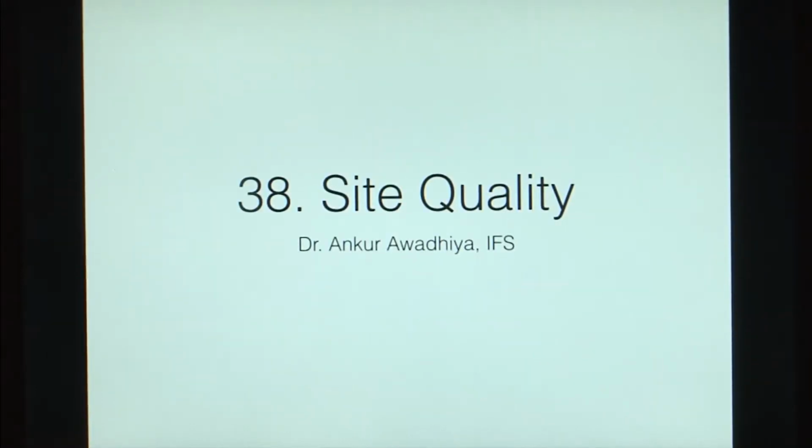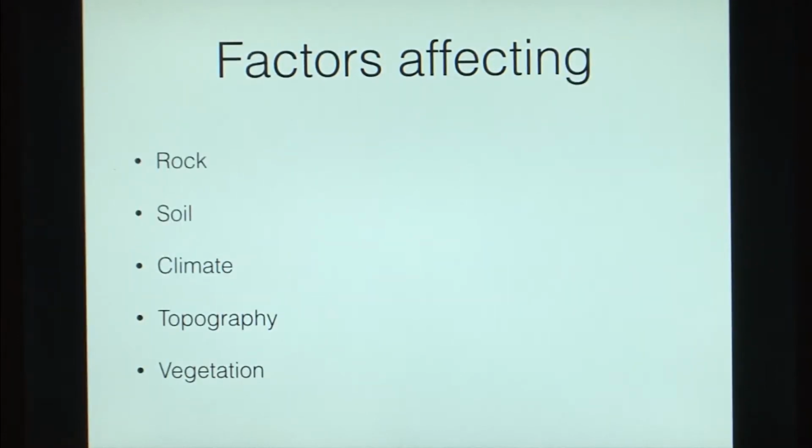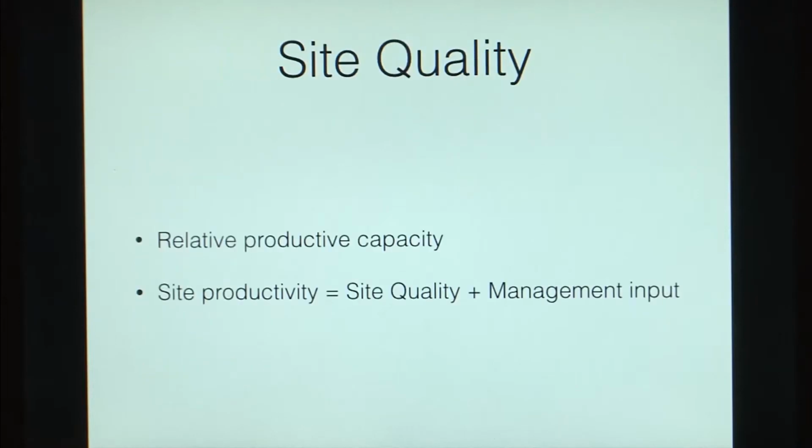Lastly, we also looked at site quality. In the case of site quality, we use this equation, area plus environment gives us the type and quality of vegetation. So, there are a number of factors that affect production of an area. So, for instance, rock, soil, climate, topography, vegetation, and so on. And site quality measures the relative production capacity. So, productivity is given as quality plus management input.